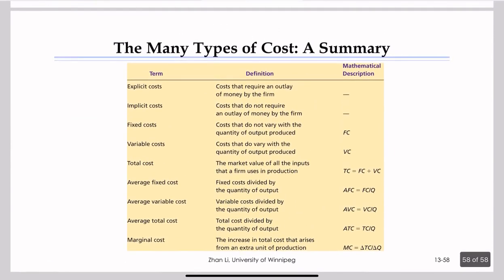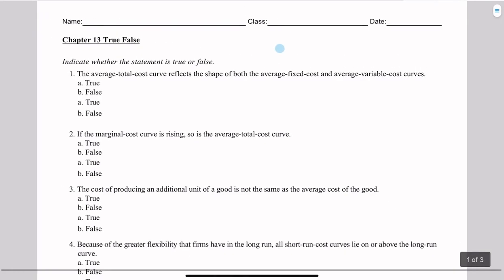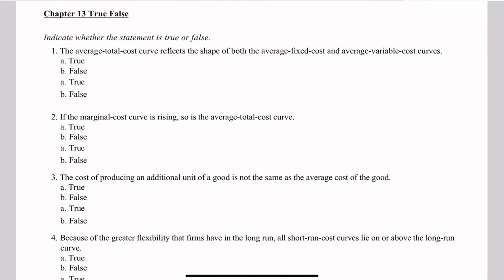Okay, great. Now let's look at true false questions. So the first one says the average total cost curve reflects the shape of both the average fixed cost and average variable cost curves. We actually talked about this, right? Because you can see this by definition. ATC equals AFC plus AVC, right?